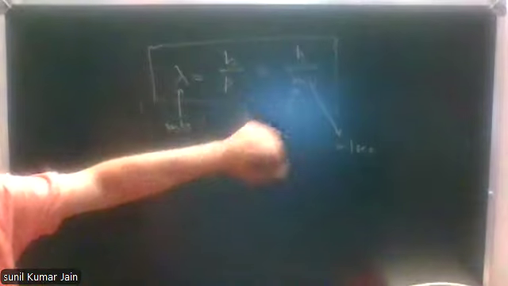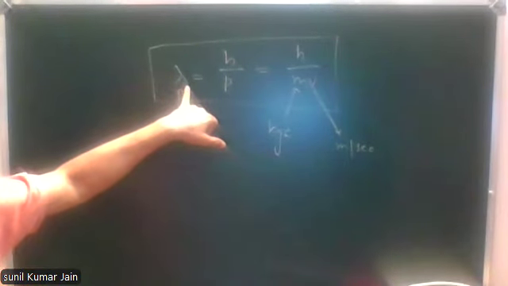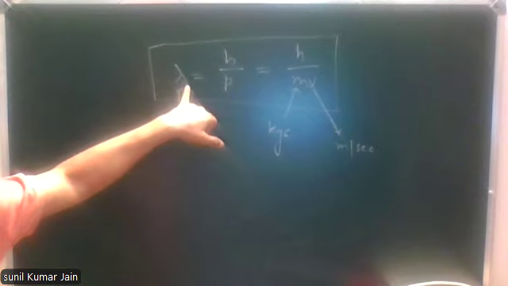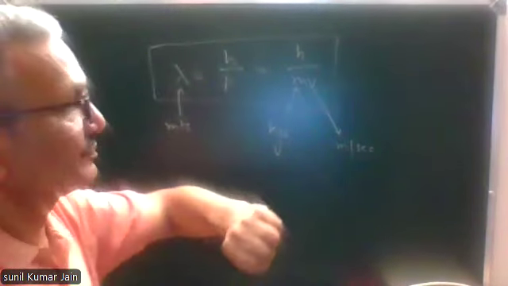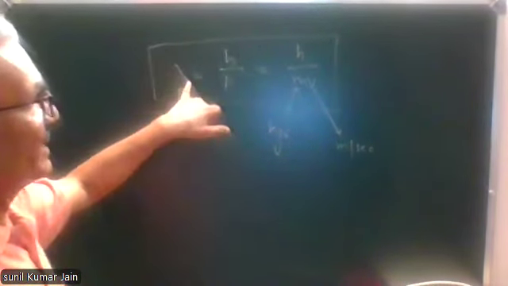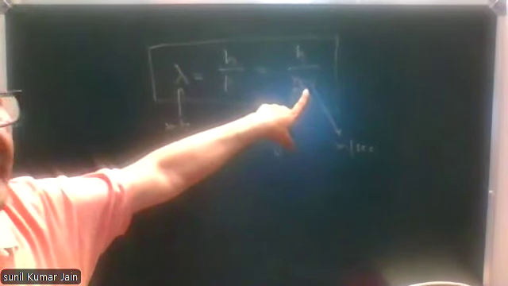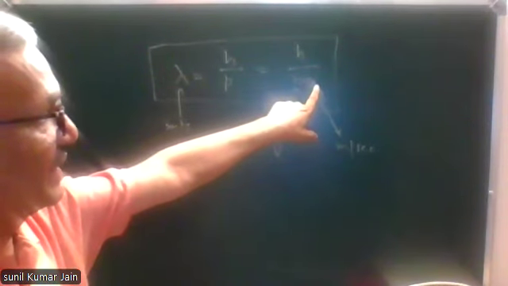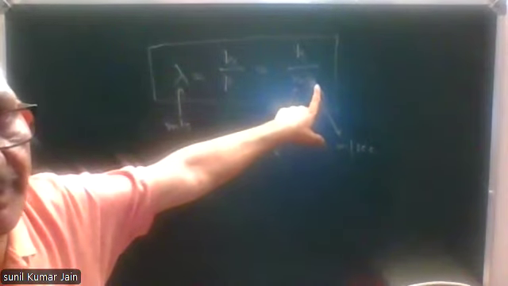According to this equation, the wavelength associated with a particle in motion decreases with increase in mass and velocity of the particle.